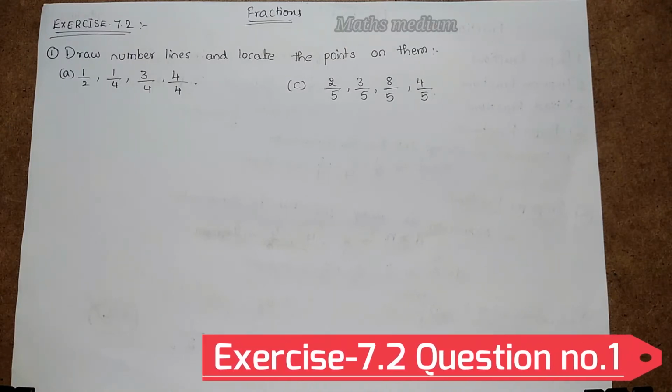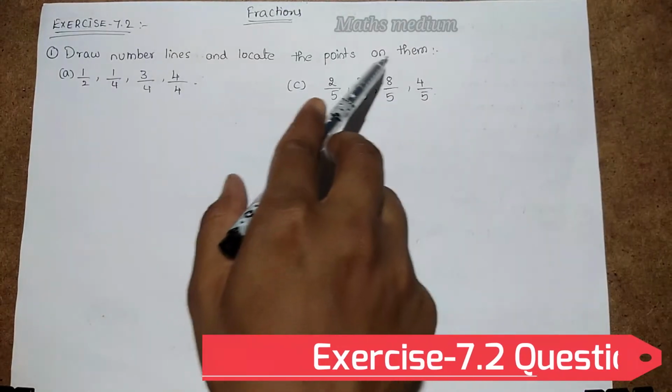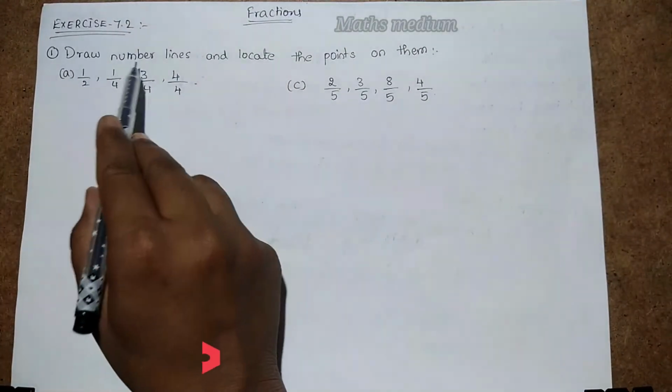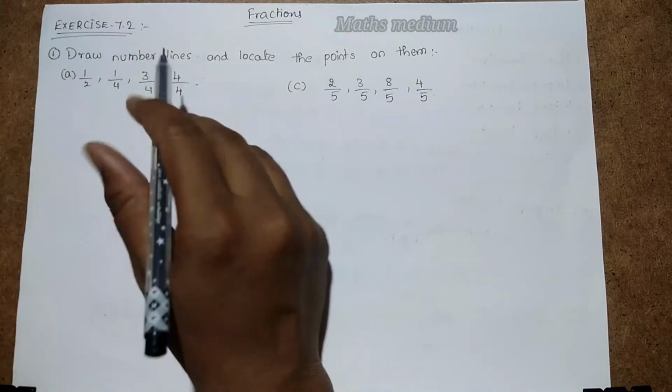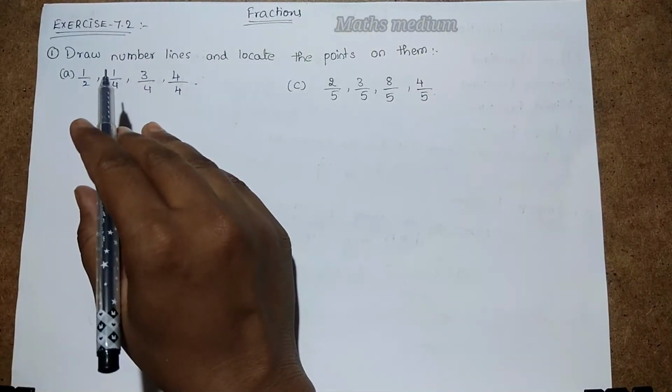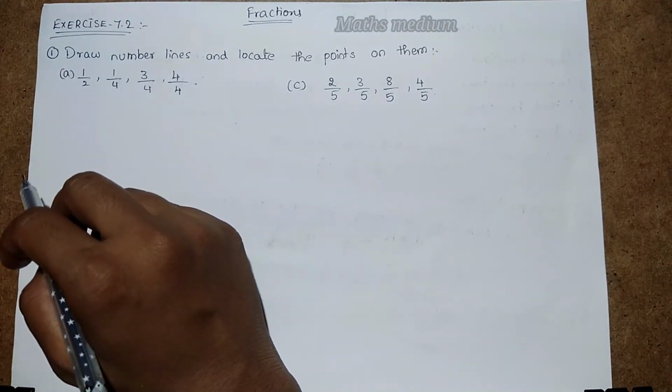Today I came with exercise 7.2 from fractions, NCERT. Question number 1: Draw number lines and locate the points on them. This is about number lines, how we are representing fractions on a number line. I already explained this in previous videos. See the description box for the link about fraction representation on a number line.